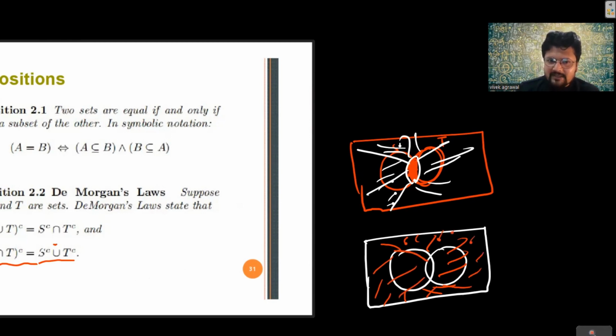So if we are taking the union of it, it means I have to take everything except this particular intersection portion, right? And we were getting the same thing from the left hand side also. Yes. So that's how these two are equal. You can remember it. And these questions can be asked directly in the form of MCQs.